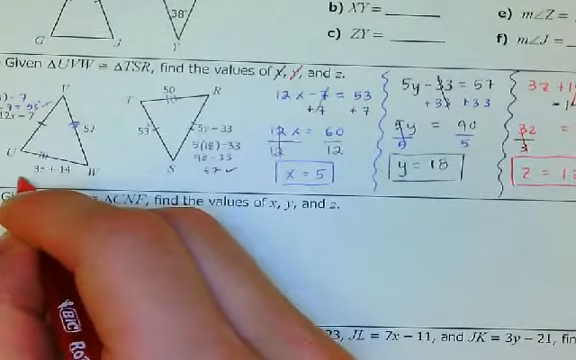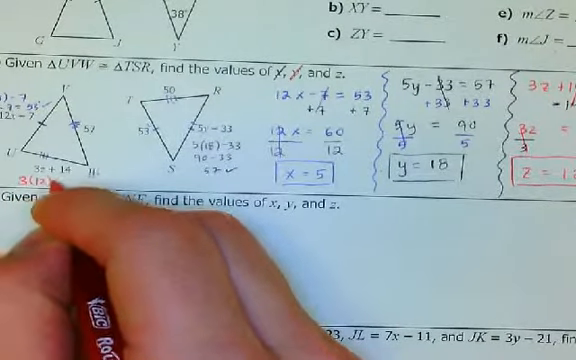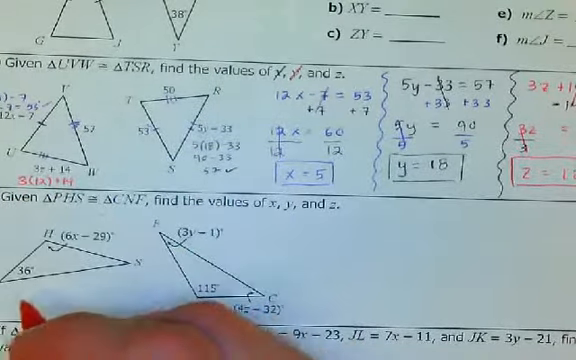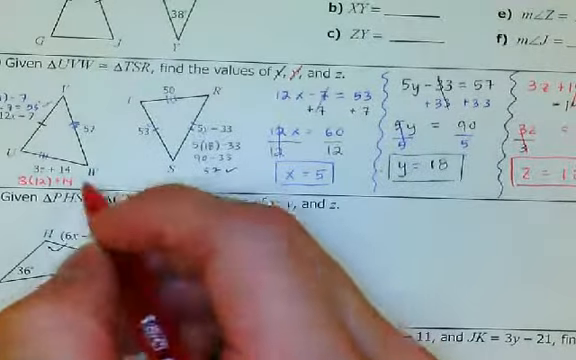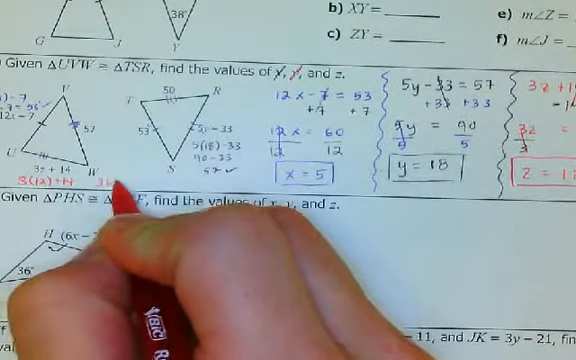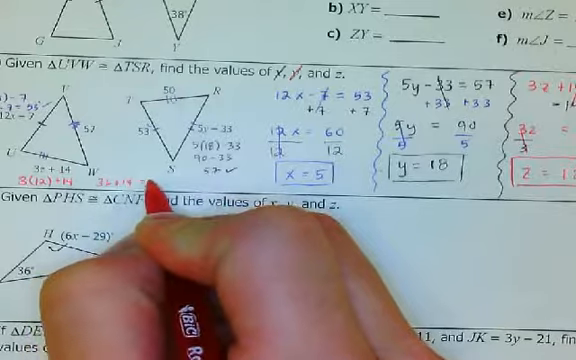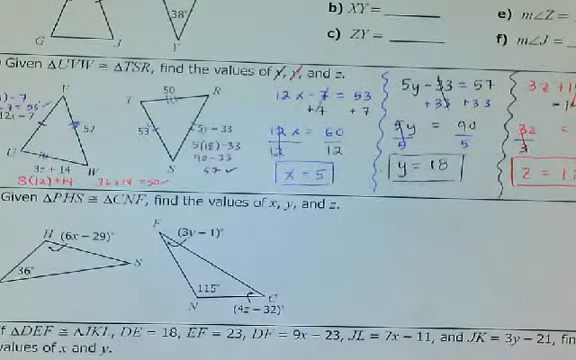Okay, you can check this one as well. 3 times 12 plus 14. 3 times 12 is 36. 36 plus 14, that does equal 50. All done.